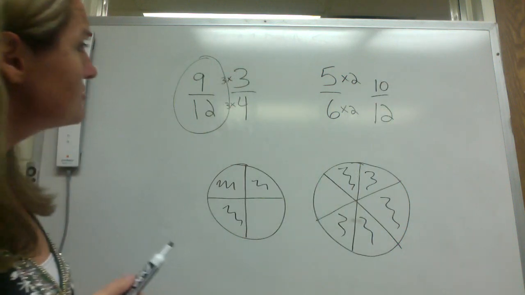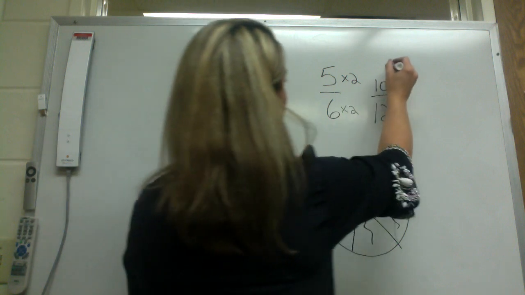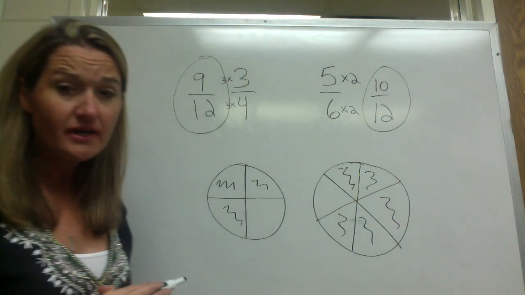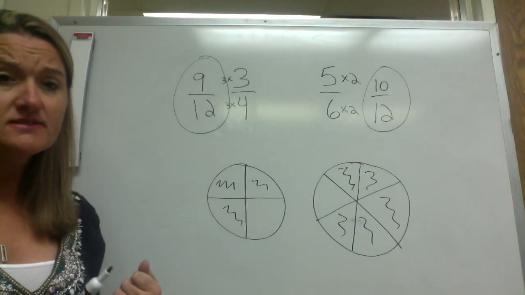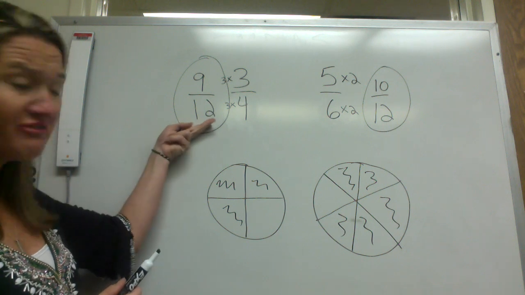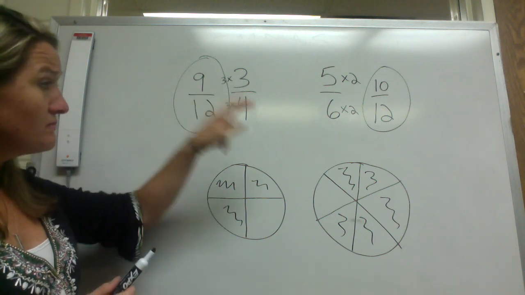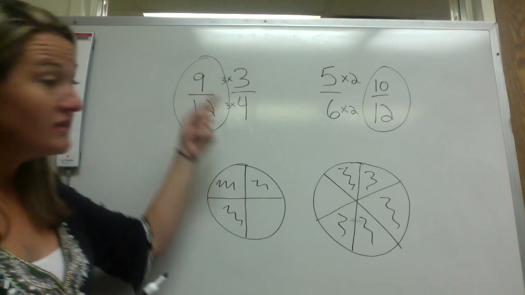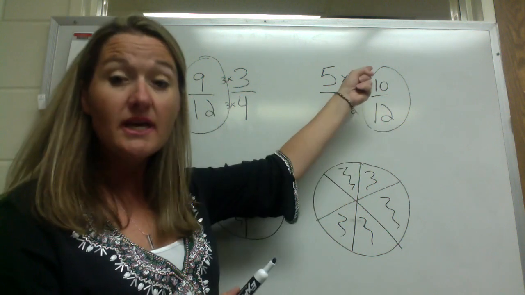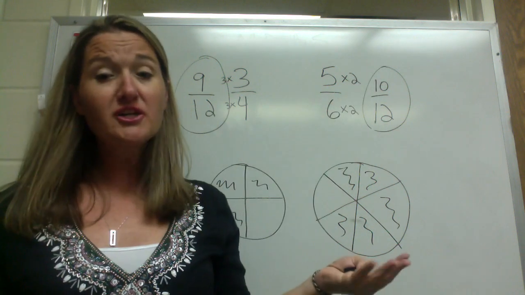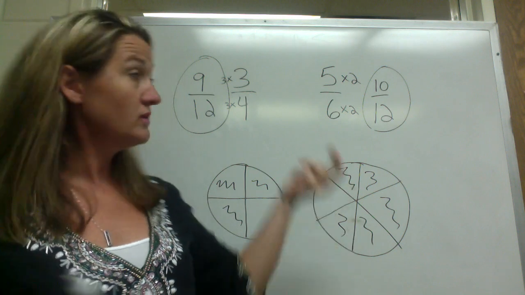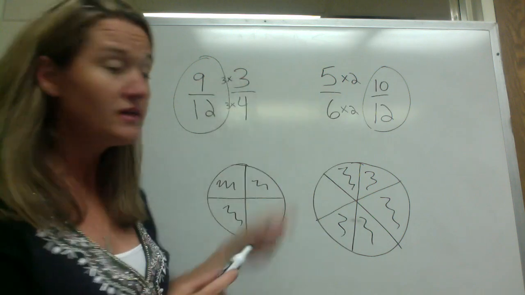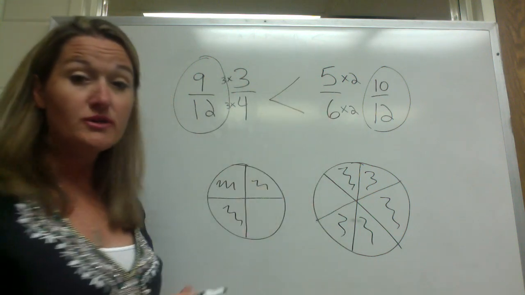All right, so now we can compare. Now we're talking about pieces that are the same size. We have 12 pieces in this whole, and 9 of them are shaded. We have 12 pieces in this whole, and 10 of them are shaded. So which fraction represents the larger amount? Well, look at the numbers on top. 10 is bigger than 9, so that one is bigger.